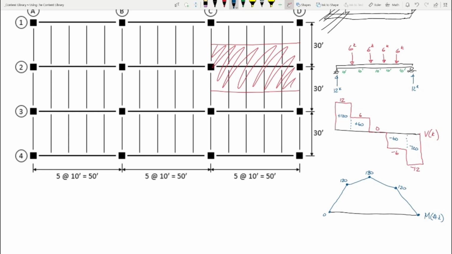Did I do something wrong? I think you forgot the 0 section on your moment diagram. Oh, you're right, I did. You're 100% right. Yeah, so it's supposed to go like that. Ugh, that's bad. You're right. That's what it's supposed to look like. Thank you.